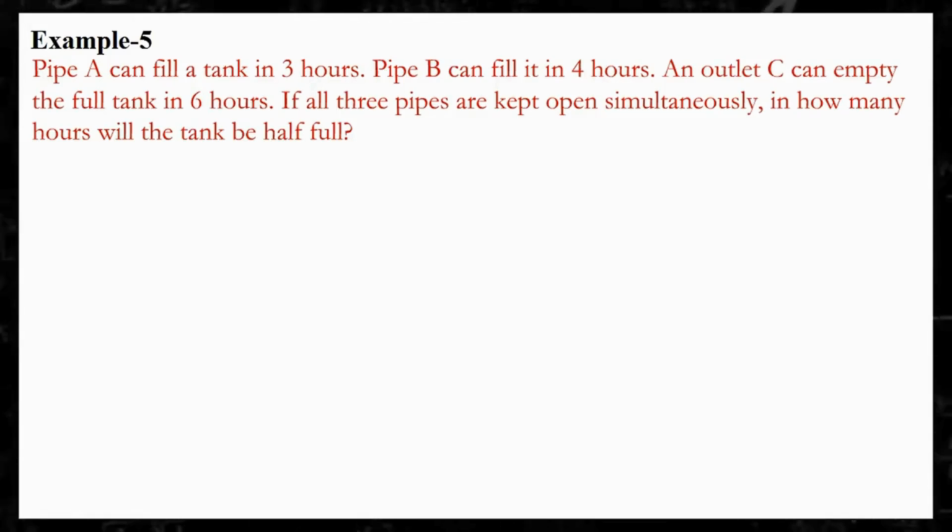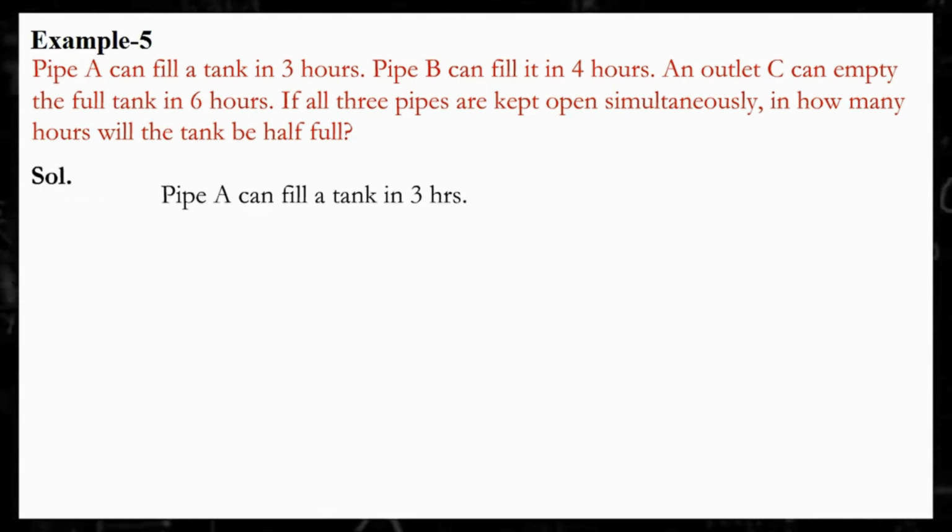Example 5. Pipe A can fill a tank in 3 hours. Pipe B can fill it in 4 hours. And outlet C can empty the full tank in 6 hours. If all 3 pipes are kept open simultaneously, in how many hours will the tank be half full?